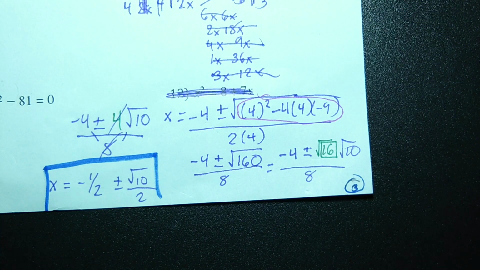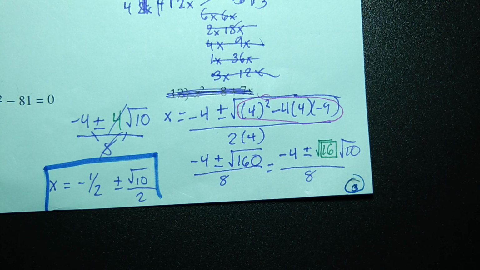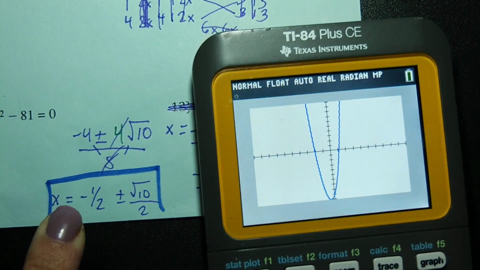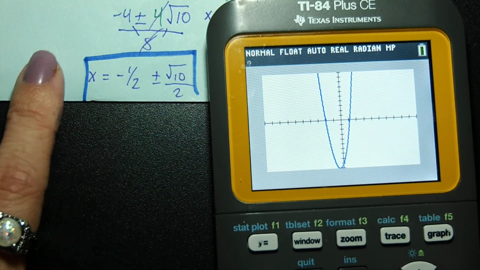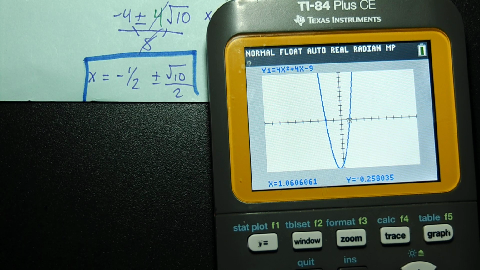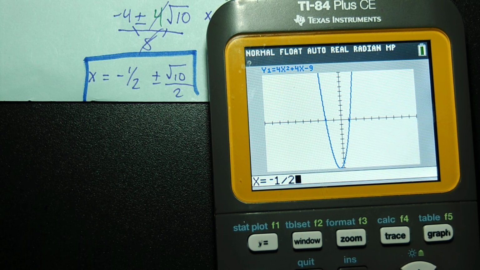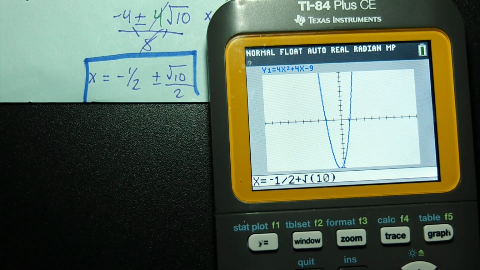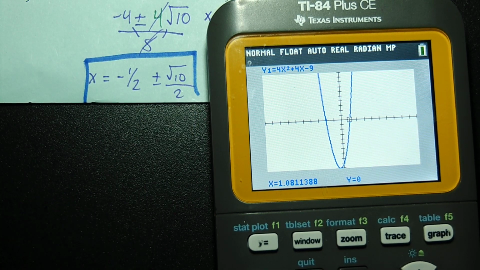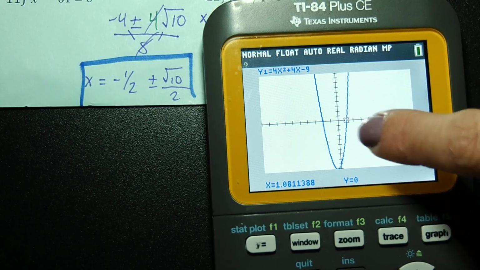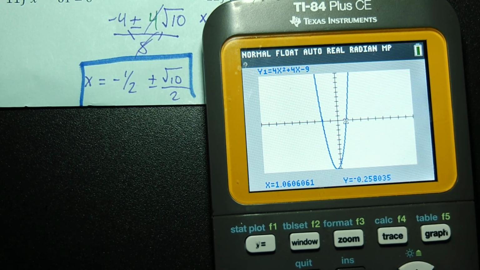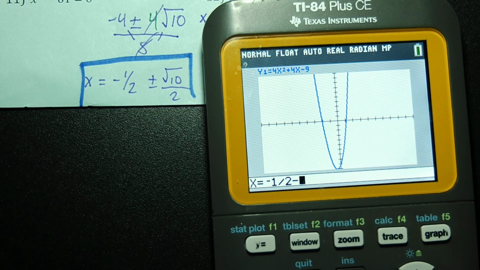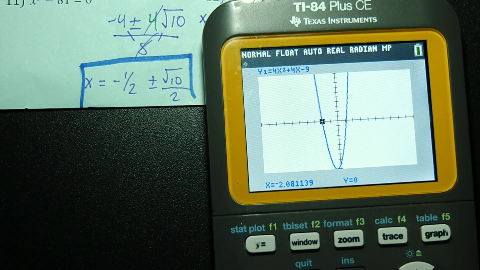Now, because these are irrational, can I check myself on my calculator? Sure can. We saw those x-intercepts. They exist. So, folks, to go through these steps, you hit your trace button and then type -1/2 plus square root of 10, and make sure you close off the parentheses to say I am only taking the square root of 10, and then divide it by 2. Boom! Right on the money. That is my x-intercept. And if I checked the negative version of that, so -1/2 minus square root of 10 divided by 2, we see that that gives me the other x-intercept.